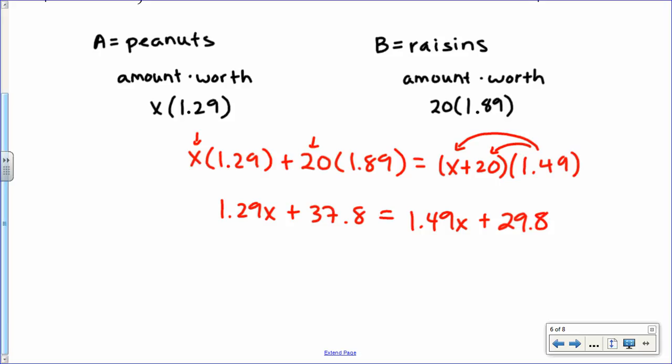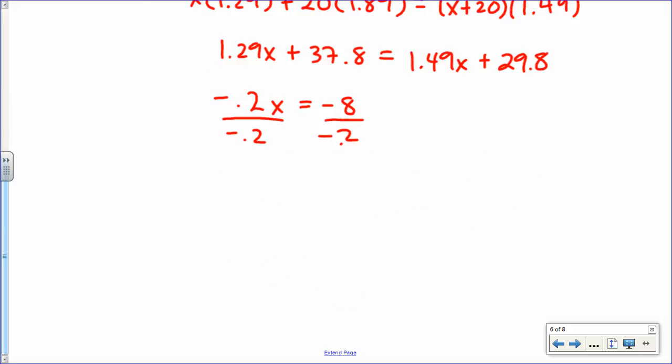Okay, I subtract if I want to put my variable on the left. So if I subtract 1.49 from 1.29, I get negative 0.2. And then 29.8 minus 37.8 is negative 8. Okay? Divide by negative 0.2. Negative 8 divided by negative 0.2 is 40.